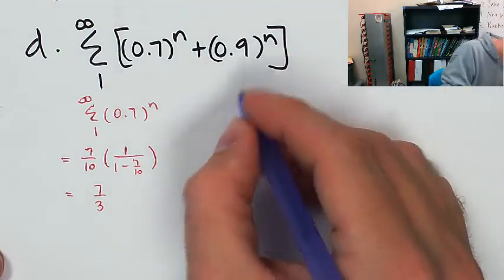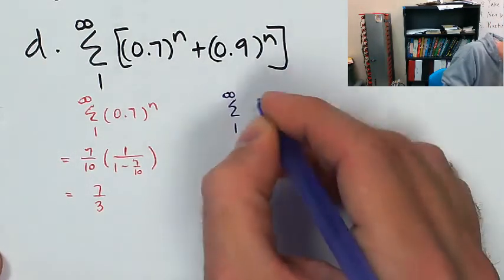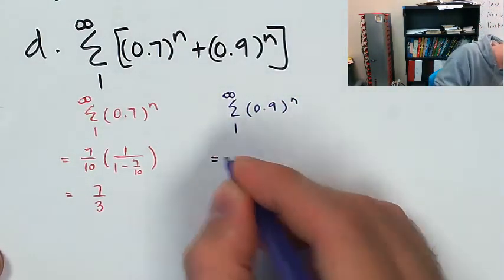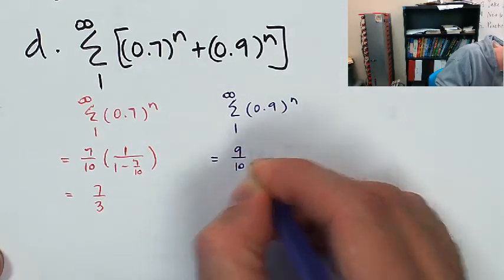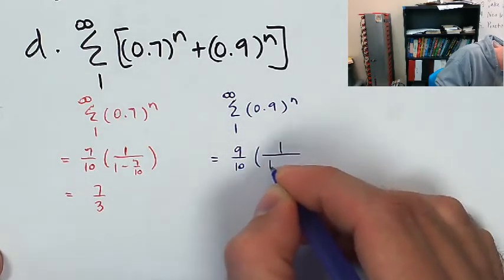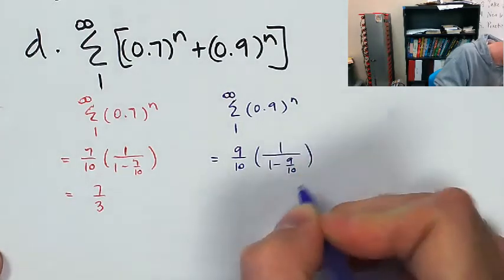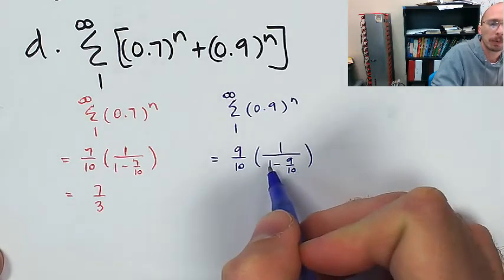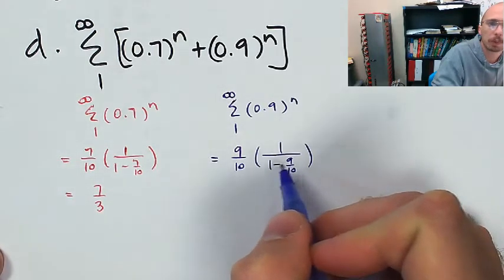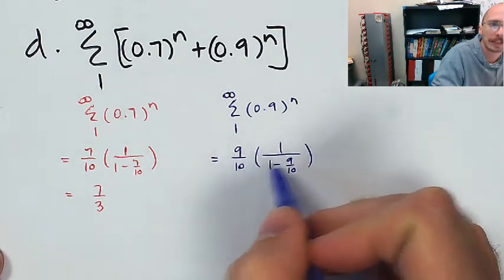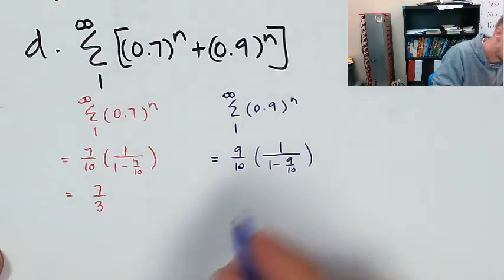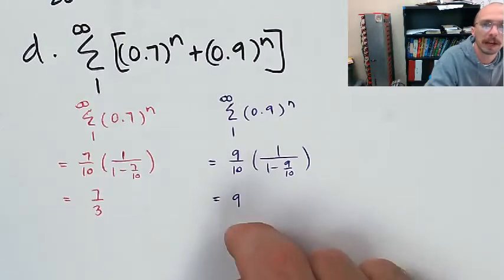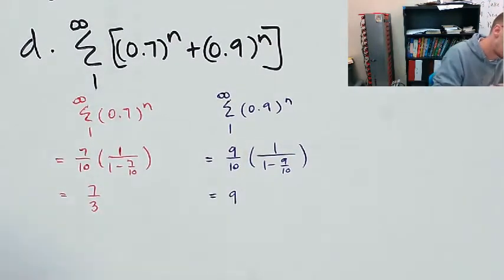The other one is the sum from 1 to infinity of 0.9 to the n. The first term is 0.9, that's 9/10, times 1 over 1 minus 9/10, where 9/10 is the common ratio. 1 minus 9/10 is 1/10, and 1 divided by a tenth is 10. So I got 9/10 multiplied by 10, that's going to be 9. So in total, I've got 7/3 plus 9. 9 would be 27/3, so in total, I've got 34/3.